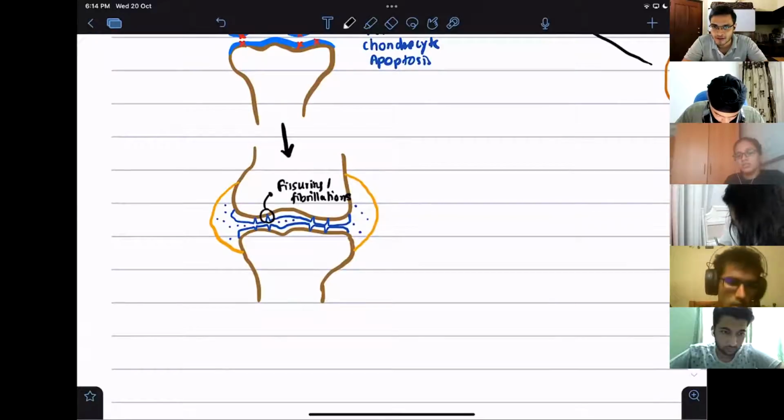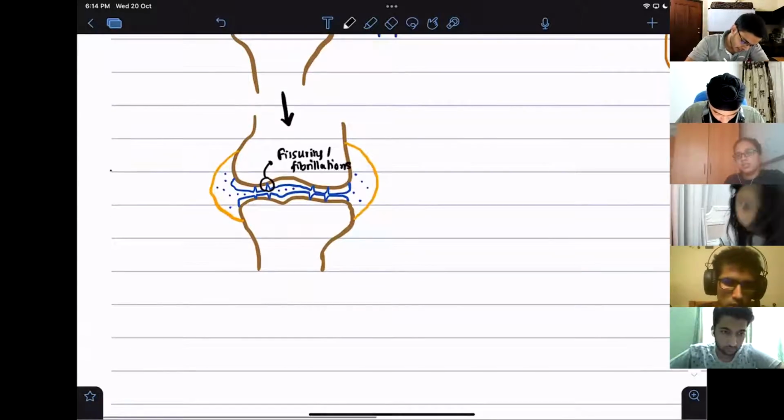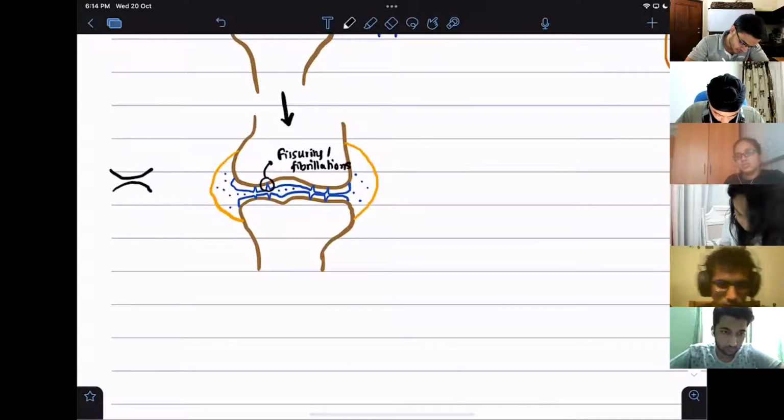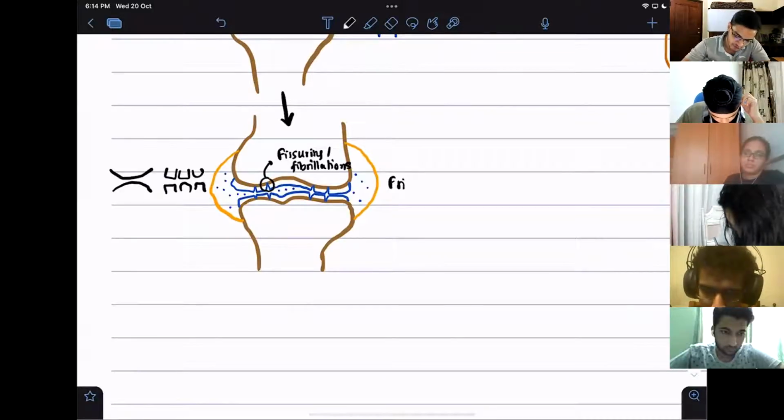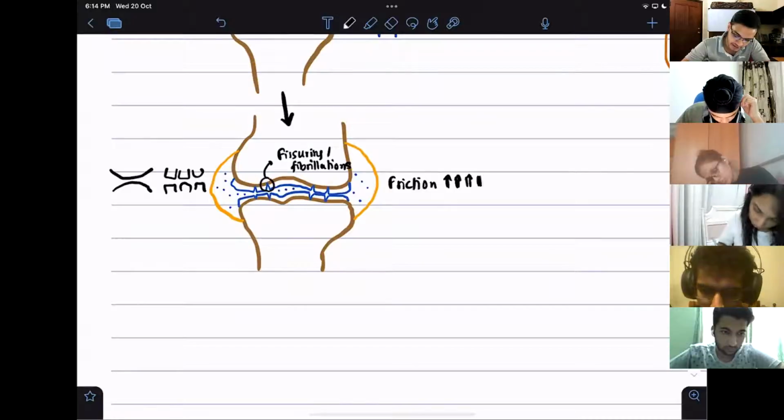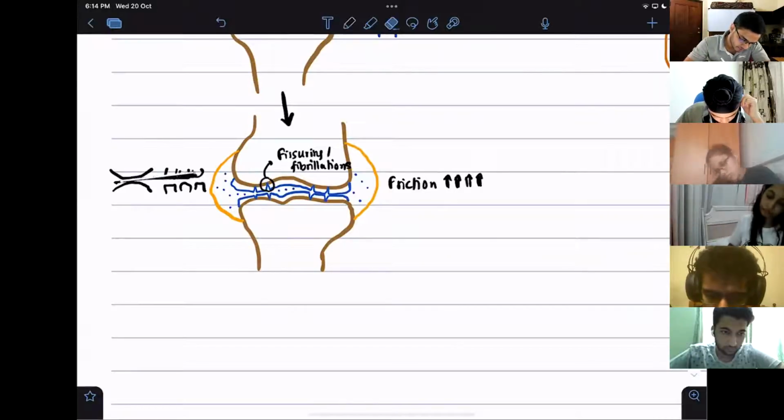Look at this, guys. Usually cartilage is supposed to be something like this, nice and smooth. Now it literally looks like teeth, right? That's what it looks like, right? So friction is now going to be very, very high. Friction at this articular region is going to be very high, right?